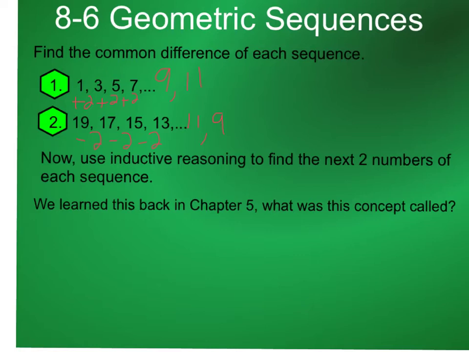So if you remember, what is this called? It's called an arithmetic sequence. So when you add or subtract, it's arithmetic. Today, we're going to do geometric. And I bet you've already figured out what it means. So if you multiply or divide, but technically we'll multiply. If you multiply, it's called geometric.